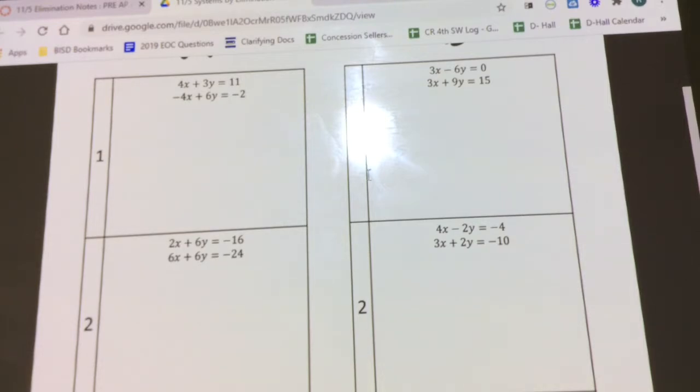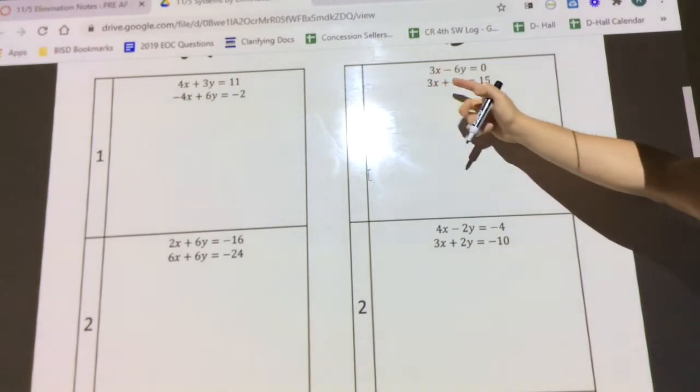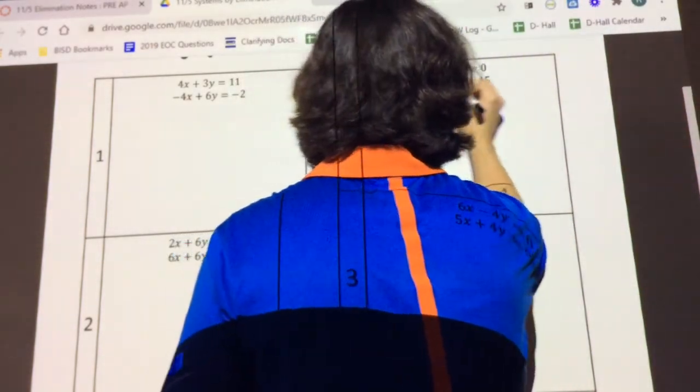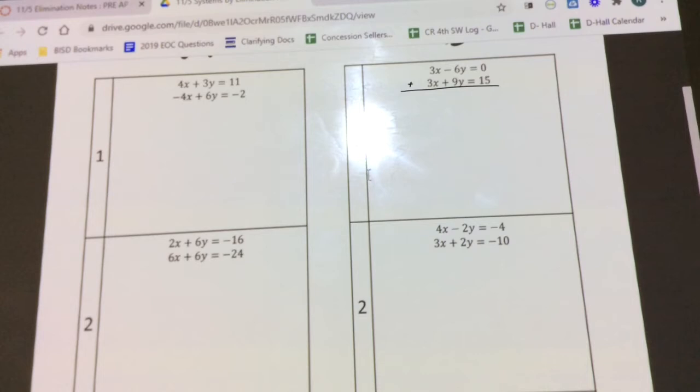Okay. Now, if I look at this one, notice we still have our x's and our y's, but I don't have anything that I can cancel out yet. Can anybody think of what we could do to make this where we could cancel something out, just like we did on the first example? Yeah, what's up, Luke?